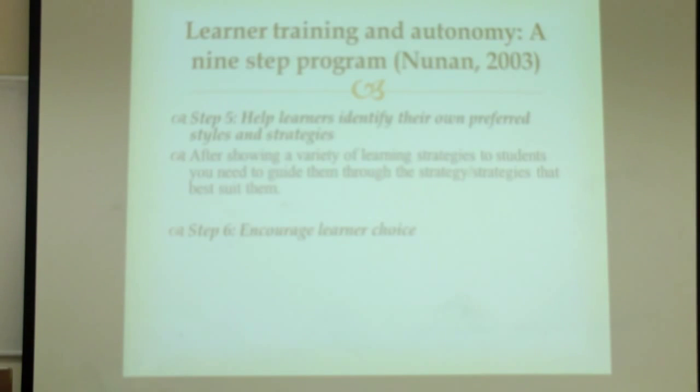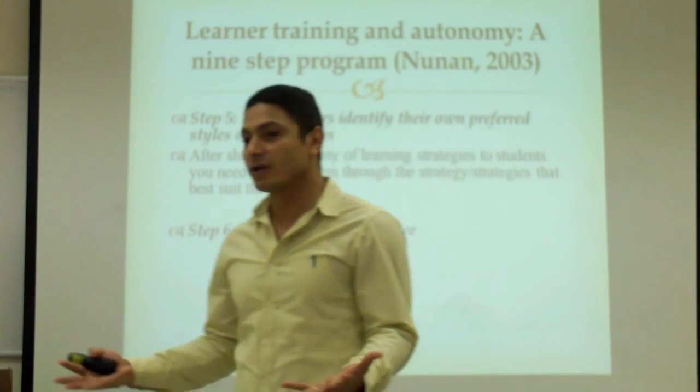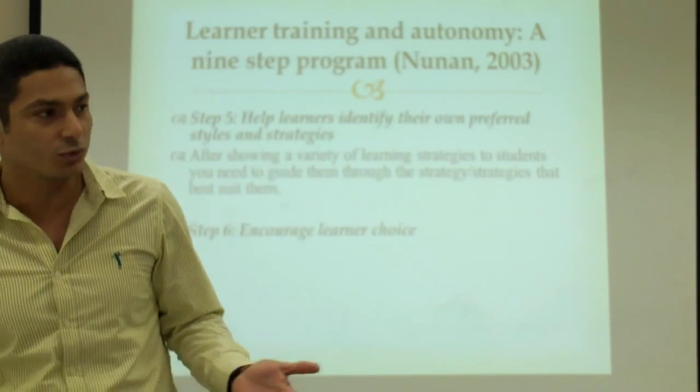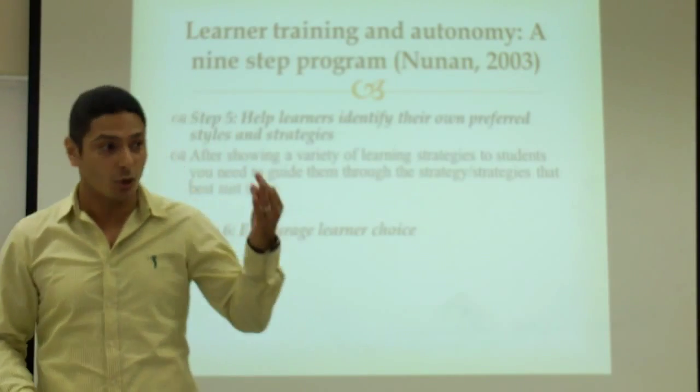Step 6 is to encourage learners' choice. Let them choose. If you are given, for example, 2 reading passages in the book, ask them which reading passage would you like to do. If there are 5 questions to a reading passage, ask students to choose only 3 to answer. Okay?